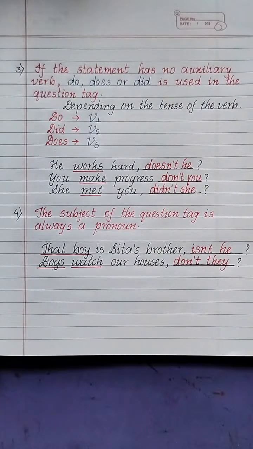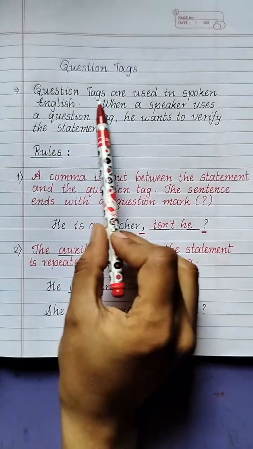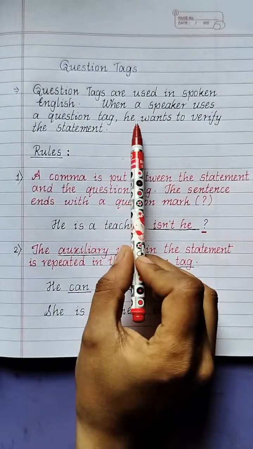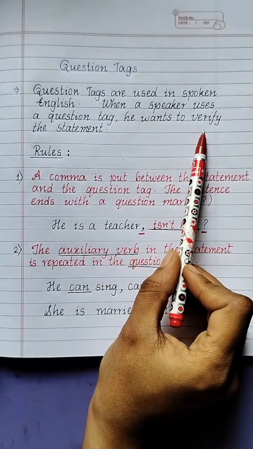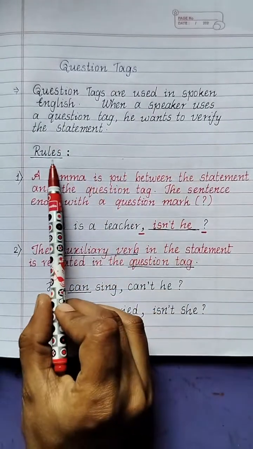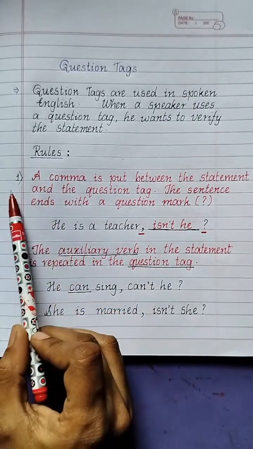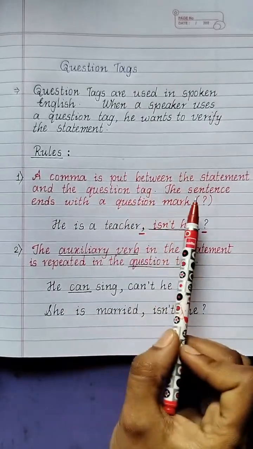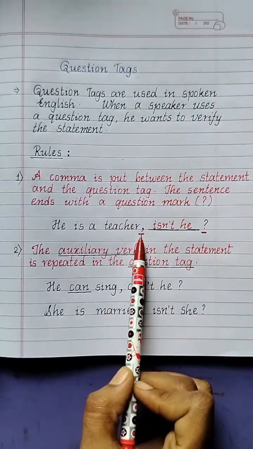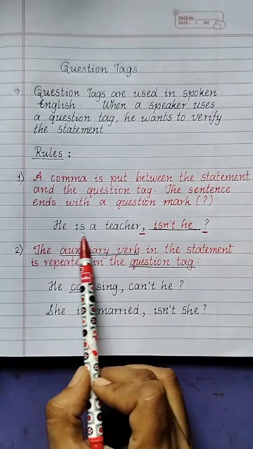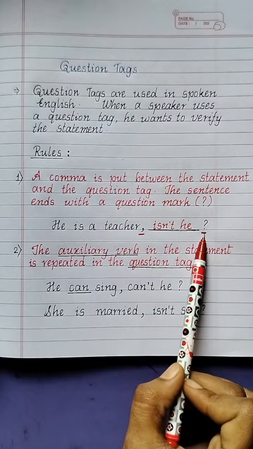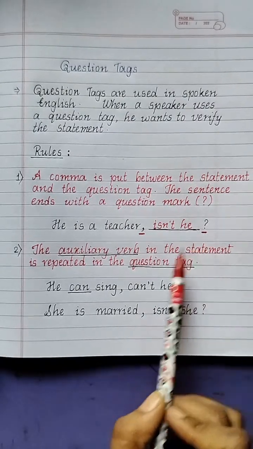Before that, I want to explain up to 4 points. Let's have a look. Question tags are used in spoken English. When a speaker uses a question tag, he wants to verify, it means to confirm the same statement. Okay. The rules start from here. Number 1: a comma is put between the statement and the question tag, and at the end, a question mark is used.